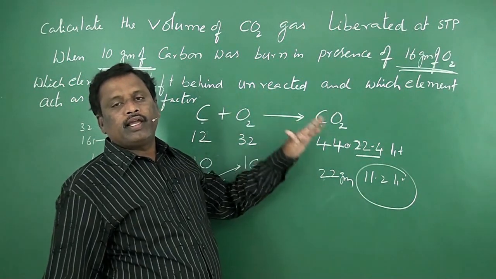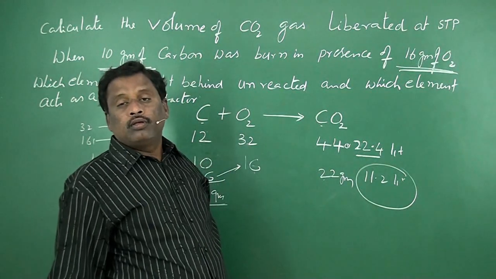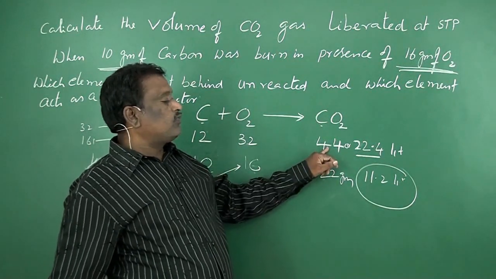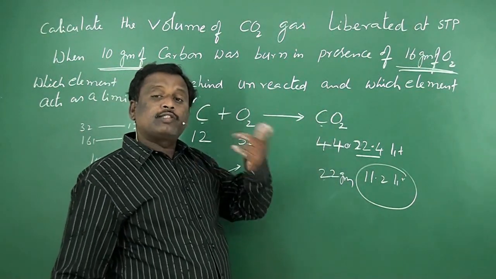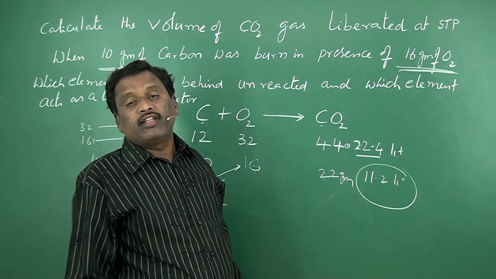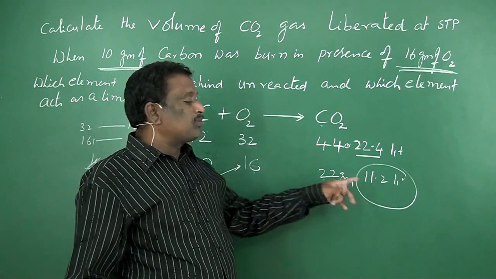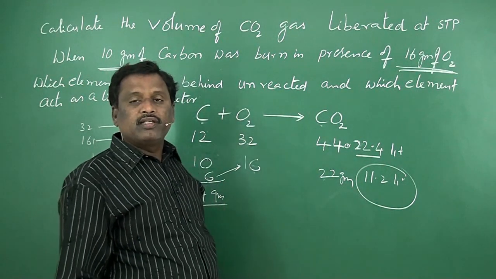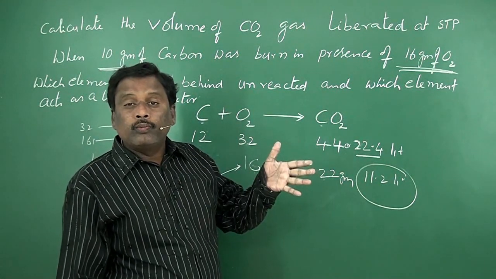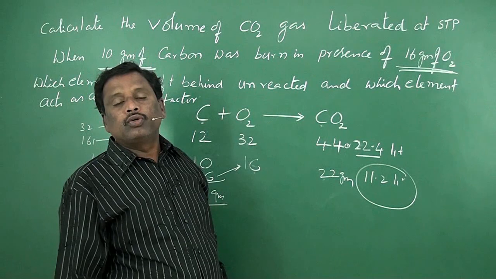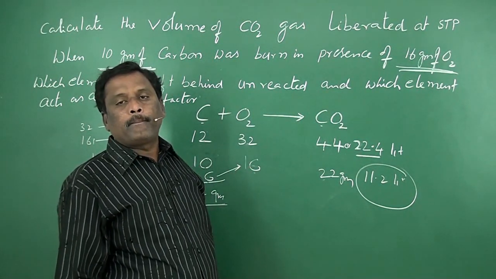Sometimes they may ask us the number of molecules also. If they ask the number of molecules, this 1 mole, 44 grams of CO2 contains 6.023 into 10 to the power 23 molecules. Then 22 grams contains half of that. That means 6.023 into 10 to the power 23 by 2, that is 3.0115 into 10 to the power 23.